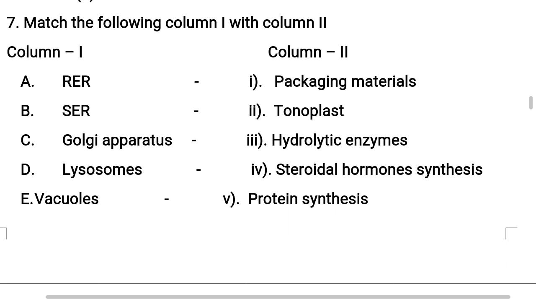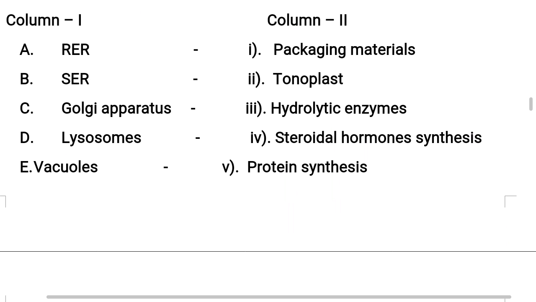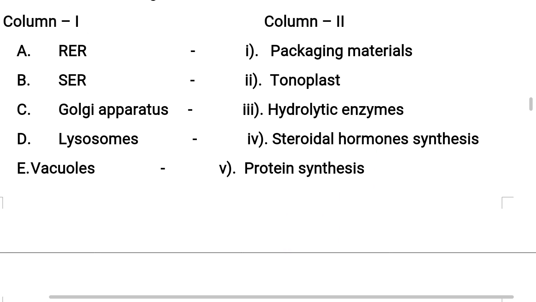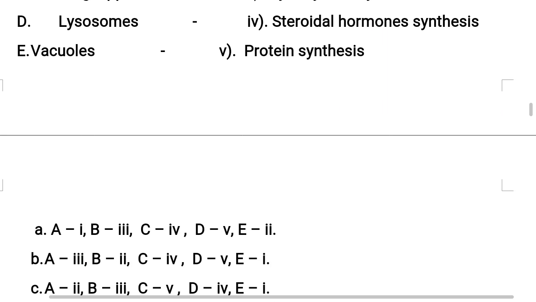Next, coming to the seventh question, matching type. Match the following column 1 with column 2. In column 1 some cell organelles are given, and in column 2 some specifications. Now let us match one by one. A, RER, rough endoplasmic reticulum. B, SER. C, Golgi apparatus. D, lysosomes. E, vacuoles. We need to find their respective function from column 2.